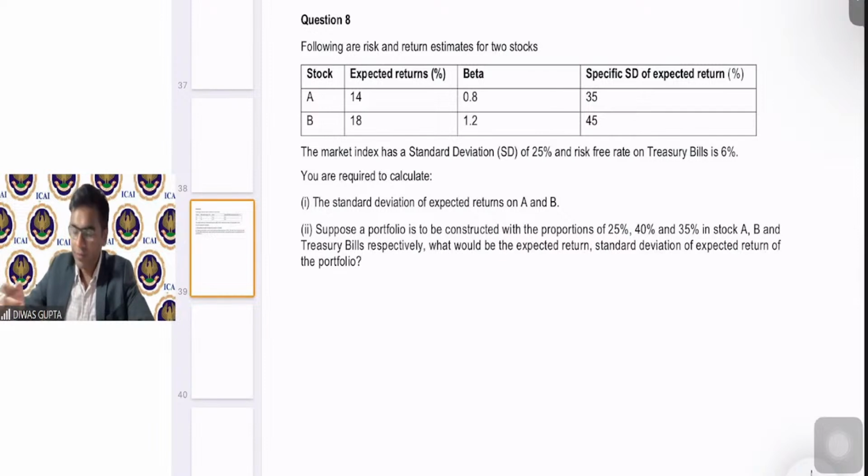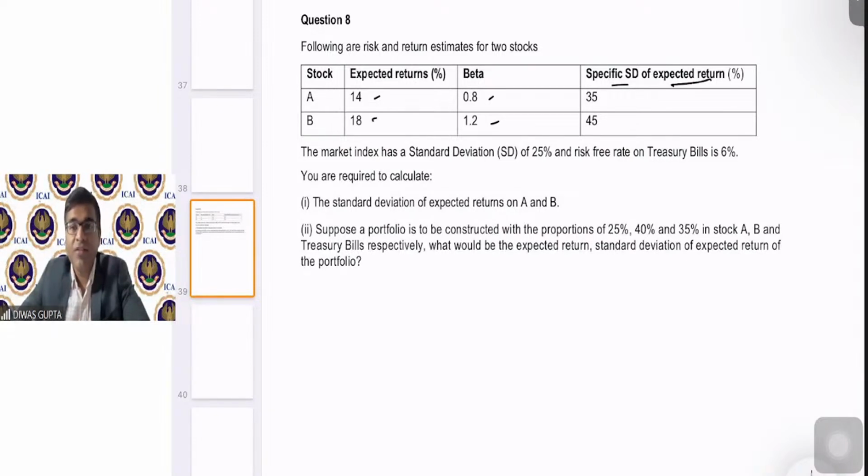Following are the risk and return estimates for two stocks, stock A and stock B. They have given us two stocks, and whatever is the expected return they have given us along with their betas. Okay. Then specific SD of the expected return.